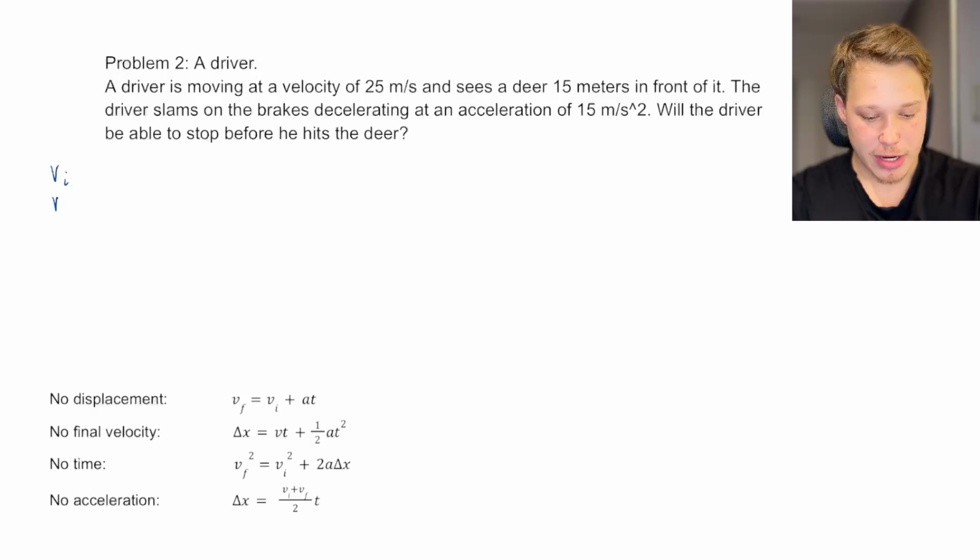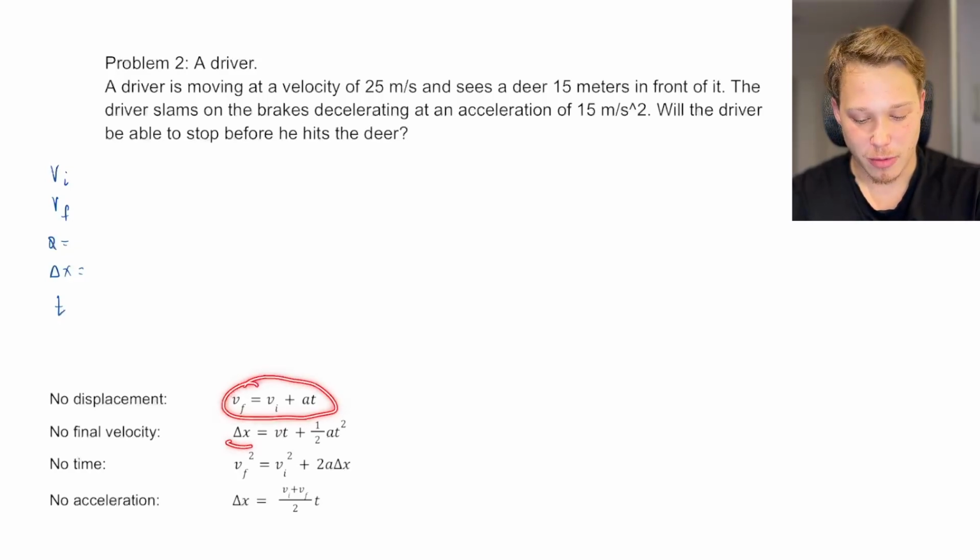So let me write down the 5 variables that are given. Final and initial velocity, acceleration, time, and displacement. And by the way, you don't need to memorize what these equations are, right? You can just read the first 5 variables here on your formula sheet, which you will surely be given in class.